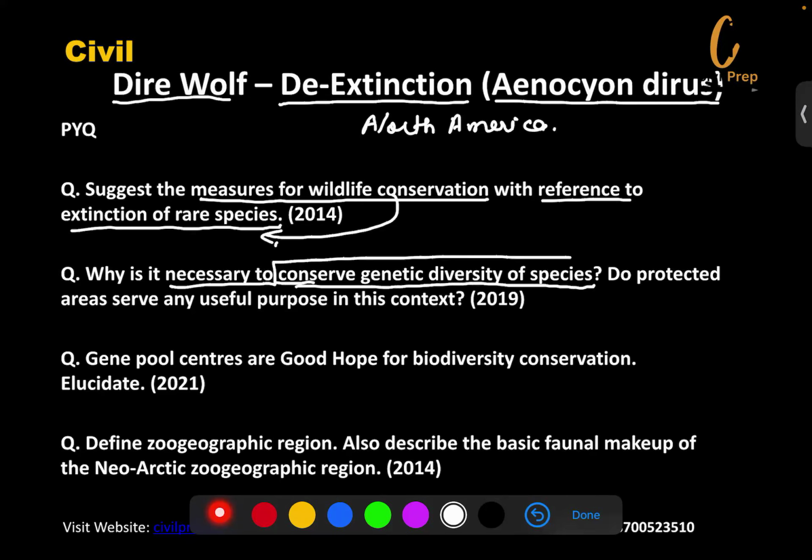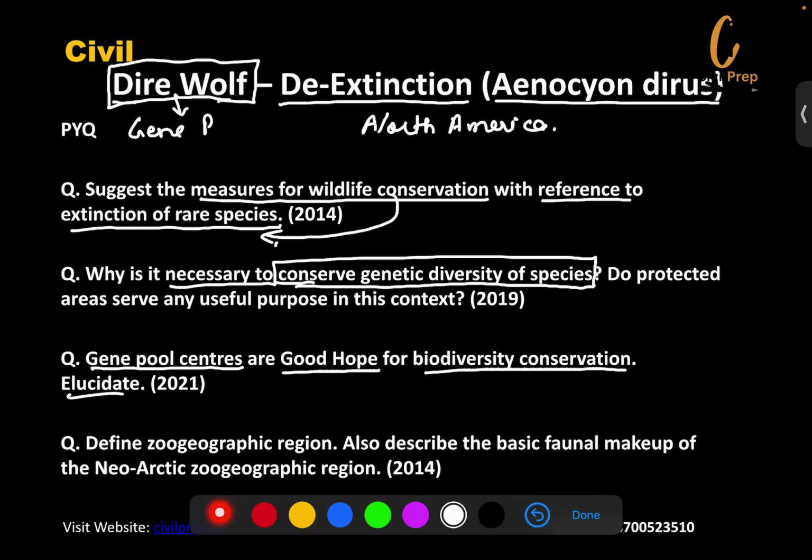Here we can link it with the genetic diversity of the dire wolf, which we have found in the previous part. It is almost around 12,000 years to 50,000 years. The fossils have been retrieved, through which we were able to retrieve that particular extinct species. Then the next part is: gene pool centers are good hope for biodiversity conservation. Elucidate. Now this direwolf is also becoming a part of the gene pool, the gene pool of North America.